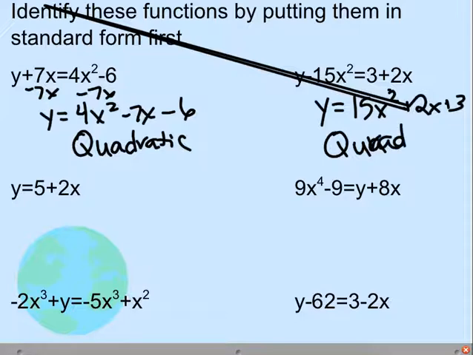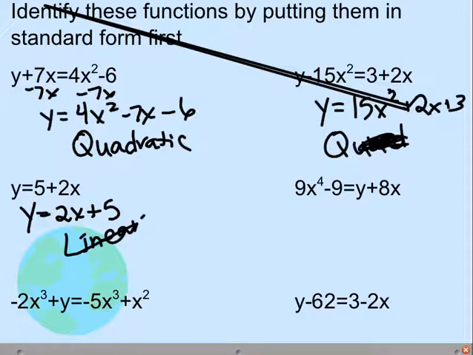I can't spell this morning, I'm sorry. Quadratic, okay, you get it with the Q. All right, and then next one, y equals 5 plus 2x. Let's put that in standard form. So we put 2x first plus 5. It only has a degree of 1, so that means this is linear.